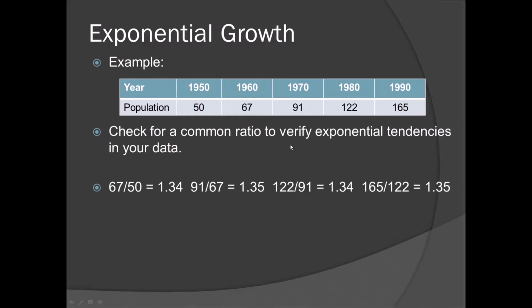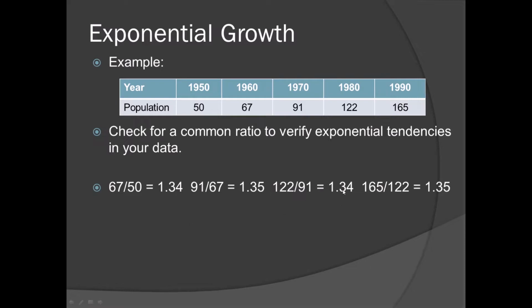What you need to do is not start out with your first output, but start out with the second one and put that in a fraction over the one that came before it. Then change it into a decimal and that's what you get. 91 over 67, keep doing that, and you get 1.35, and 122 over 91, and you just keep going until you run out of numbers.